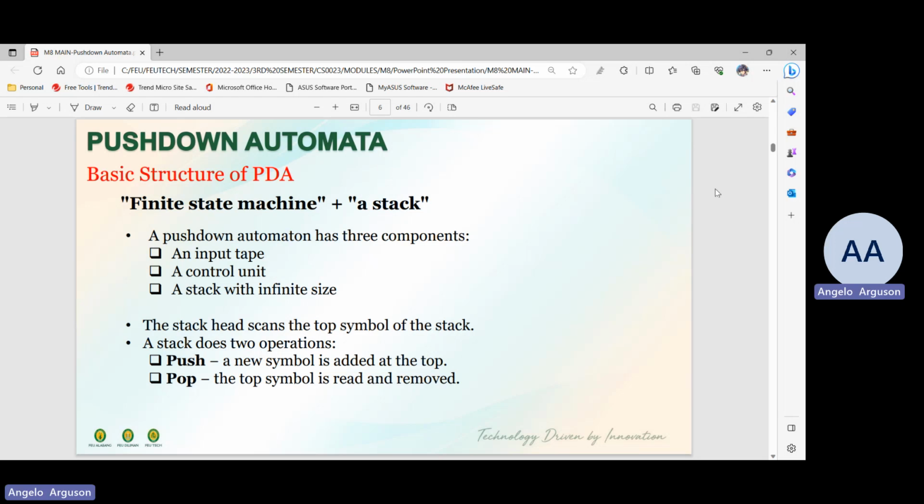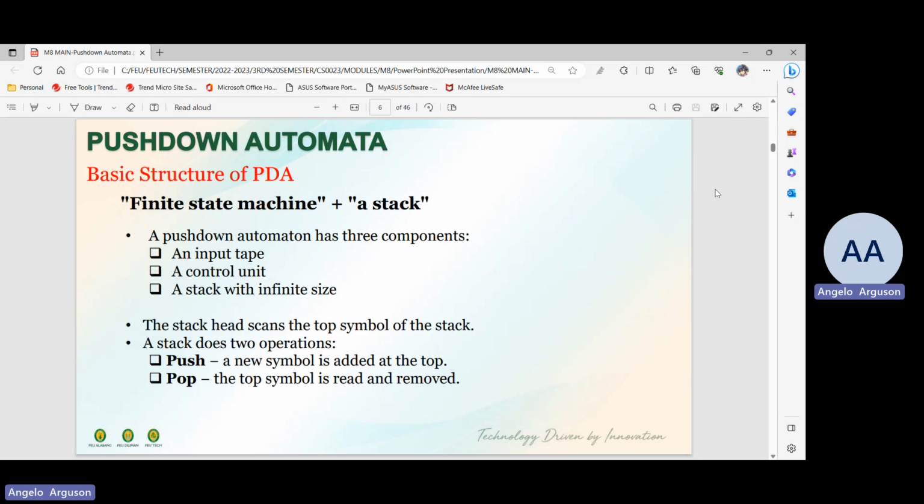A pushdown automata is a way to implement a context-free grammar in a similar way we design DFA for regular grammar. DFA can remember a finite amount of information, but PDA can remember an infinite amount of information. So basically, a pushdown automaton is a finite state machine plus a stack. A pushdown automaton has three components. Keep in mind that they are input tape, a control unit, and a stack with infinite size.